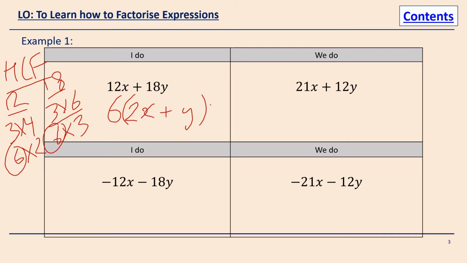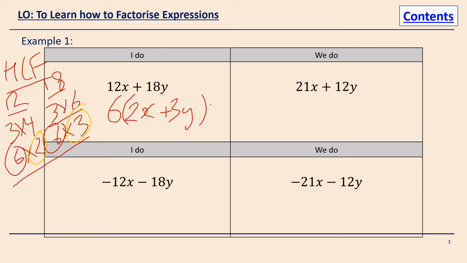So we're happy there. Now we've got 6 times y is just going to give us 6y. But we actually need 18y. Well, we're looking back here. We can see the numbers that we need to be able to put into the expression. We've got the 2, we've got the 3. So 6 times 2x is 12x. 6 times 3y is going to give us 18y.